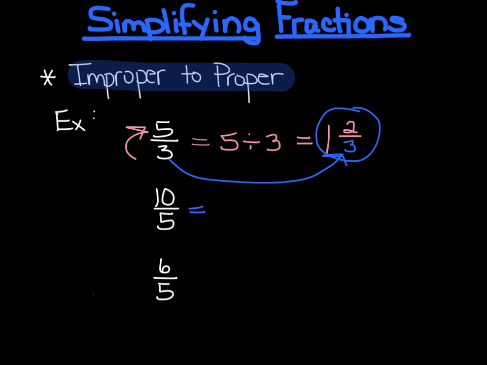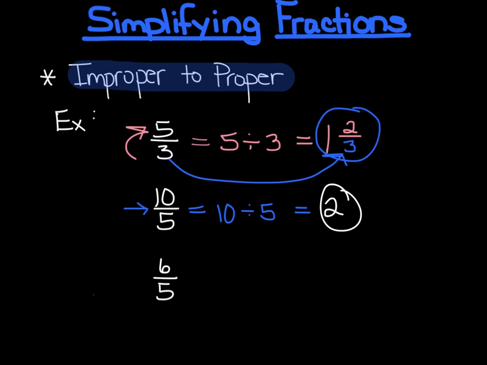Down here, we have 10 divided by 5. Remember, this fraction bar is the same thing as division, okay? Now, we ask ourselves, how many times does 5 go into 10? This is a pretty one. It goes in twice. No remainder, so we don't need a mixed number. We leave it as a whole number.